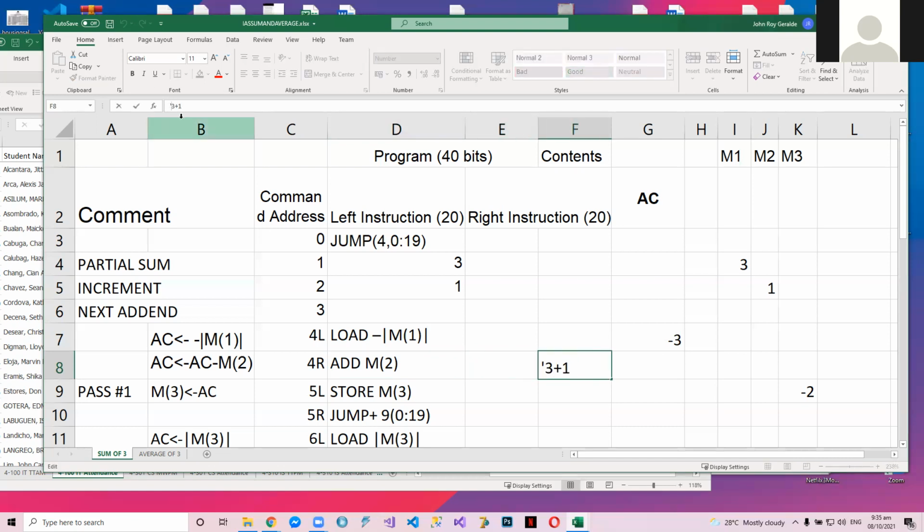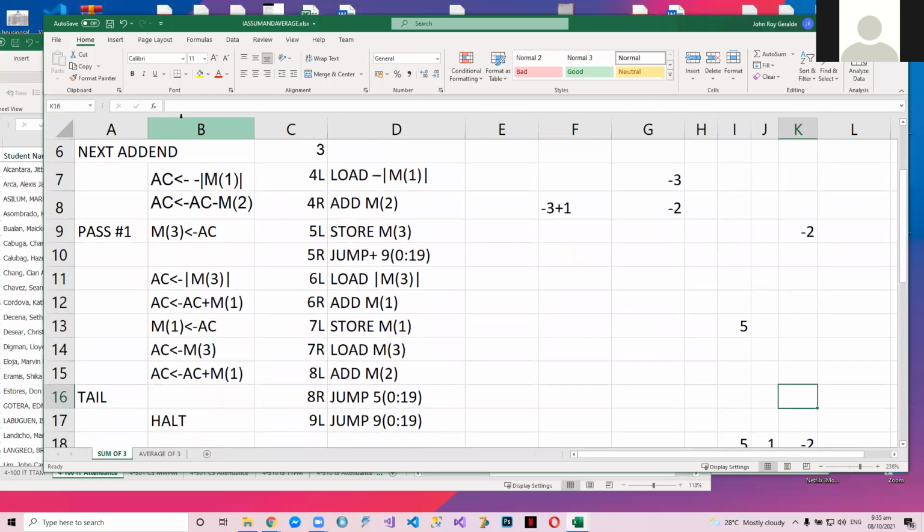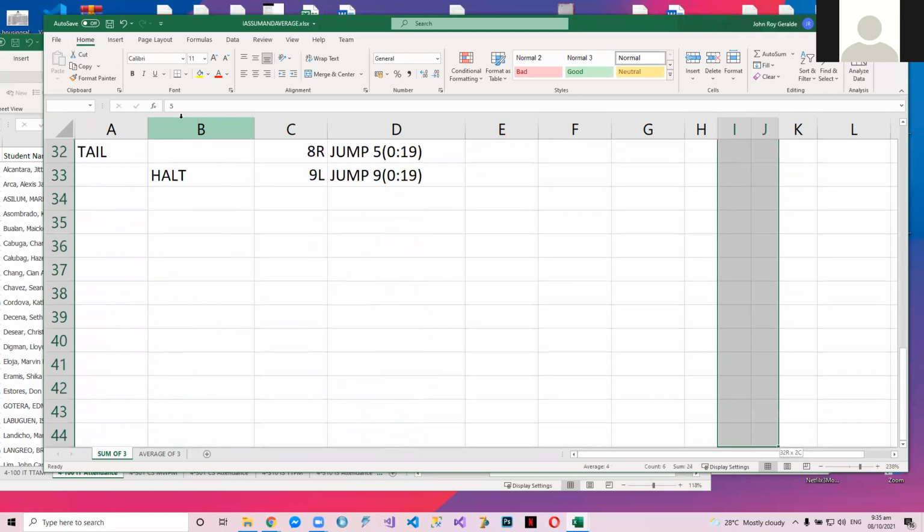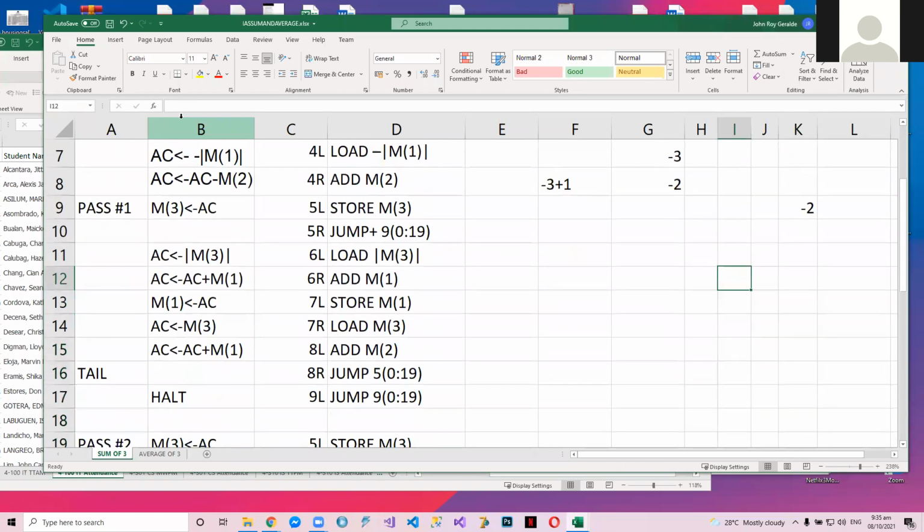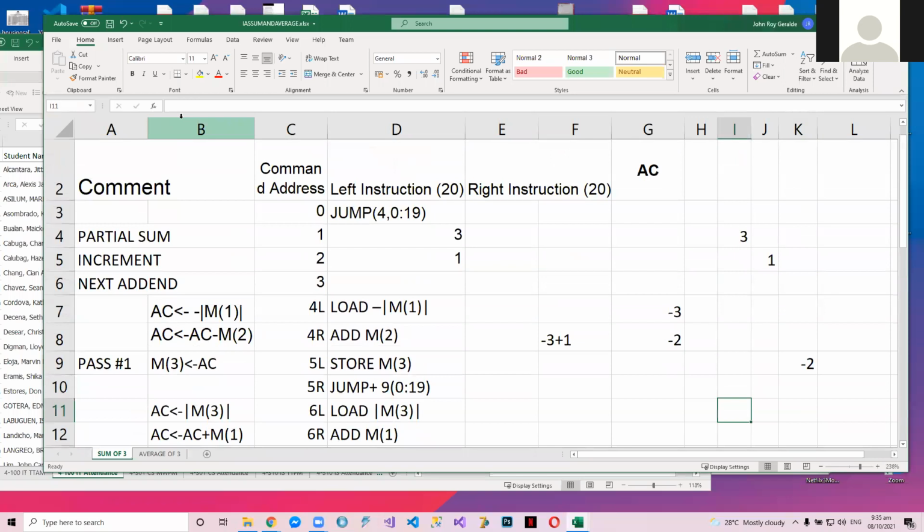Okay, do you follow? So we have been doing this. Negative 3 plus 1 is negative 2. So that's why later when we say store M3, this negative 2 is transferred to M3. Okay, do you follow? We'll erase this because we have to trace this ourselves. So store M3, then we are at a jump plus.